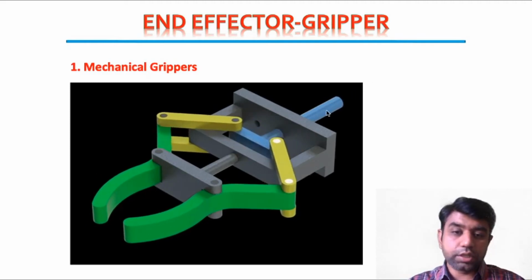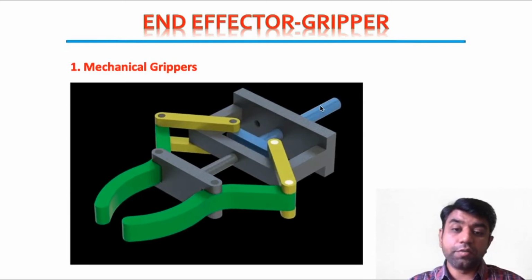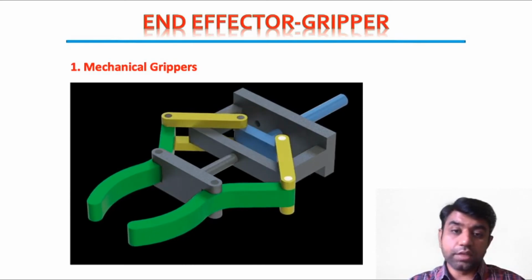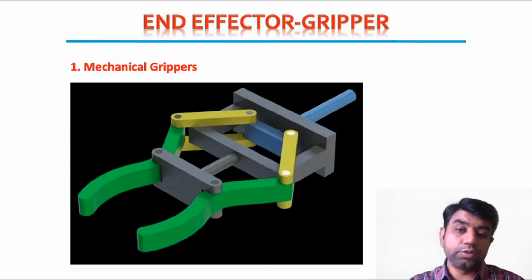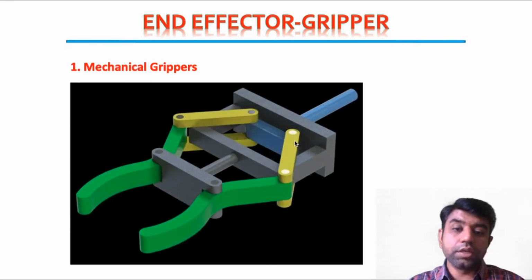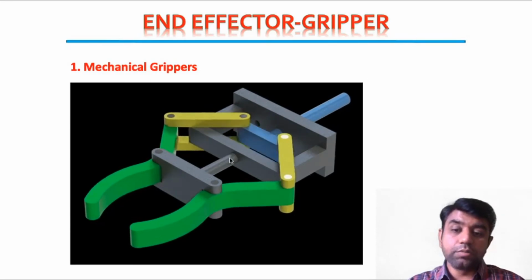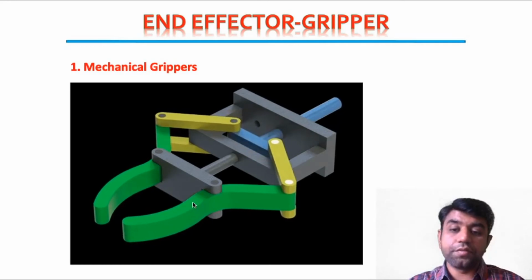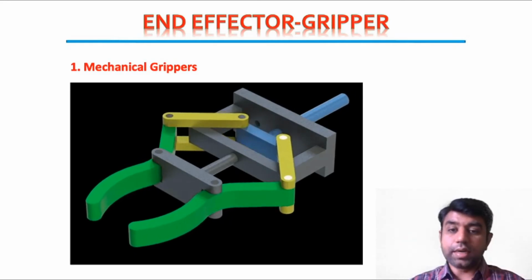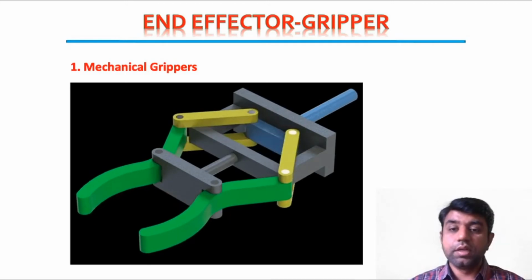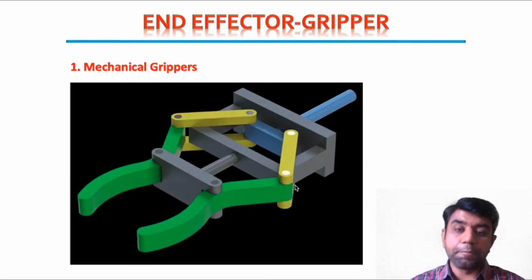This motion can be provided with the help of different kinds of actuator. For that we can use either a hydraulic or pneumatic actuator, which can provide this linear motion. But from that linear motion we can have this kind of grabbing motion, right? It is holding the workpiece, it is releasing. That kind of motion can be effectively done with the help of a mechanical gripper.